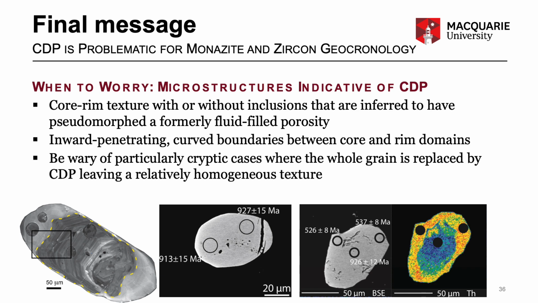So our final message is, when should we worry about this process being a problem for our geochronology? It's when we see microstructures that are indicative of former coupled dissolution precipitation. We might see core-rim textures, with or without the inclusions, that are inferred to have pseudomorphed a former fluid-filled porosity. When we see inward penetrating curved boundaries between core and rim domains, and we need to be particularly wary that it's possible in cryptic cases that the whole grain can get replaced by coupled dissolution precipitation, and this can leave a relatively homogeneous texture with a complex age pattern.